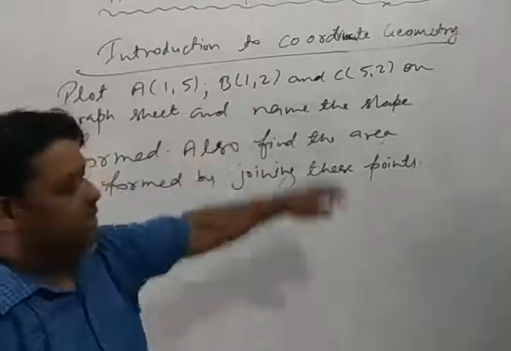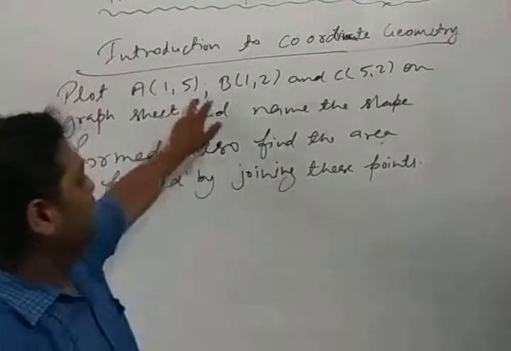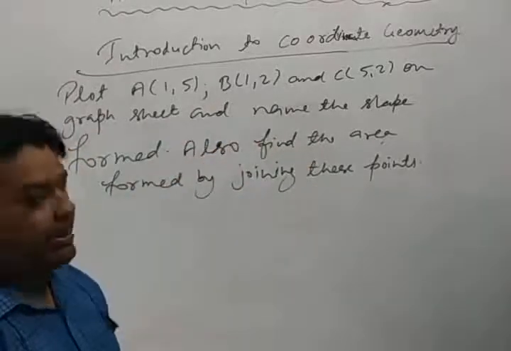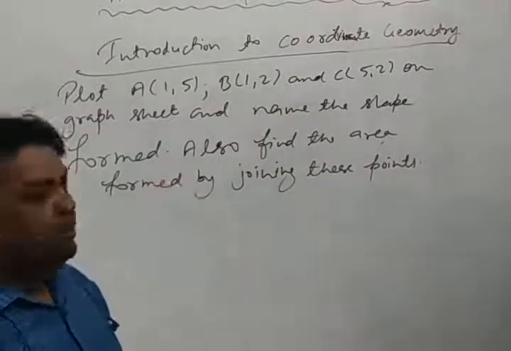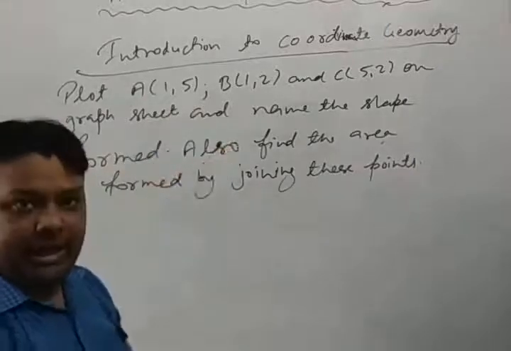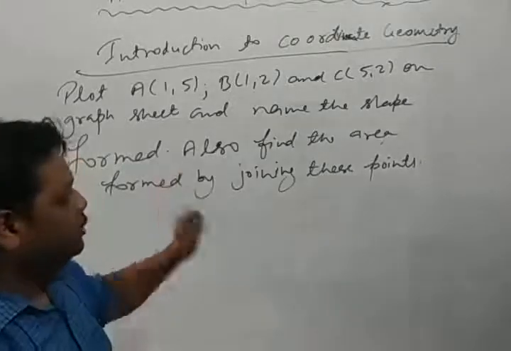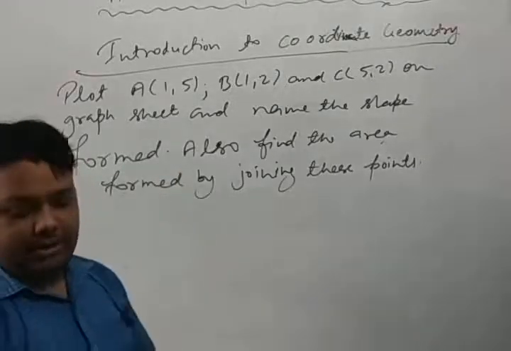We have 3 points A, B and C, whose coordinates are (1, 5), (1, 2) and (5, 2) respectively. We have to draw a graph at first, and then we will plot the points, and then we will join the points, and then we will find the area formed by joining the points. Let's see.